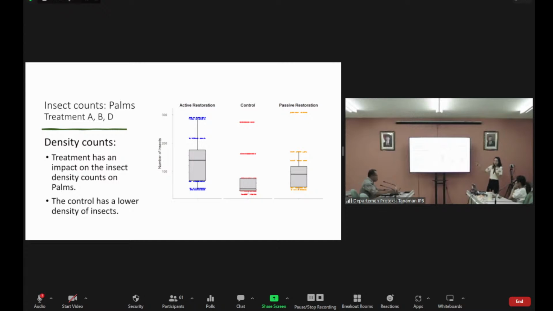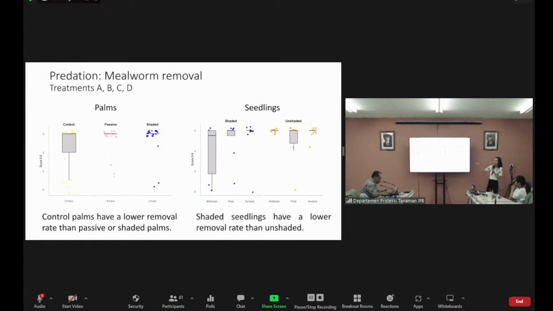And I don't mean to rush the next slide, but interestingly, when we look at the mealworm removal rate, the same pattern actually shows, where the control plot has a lower rate of the mealworms being removed, sometimes just not being removed at all. And this was the same relationship that we saw in comparison to the passive or the shaded riparian margin.